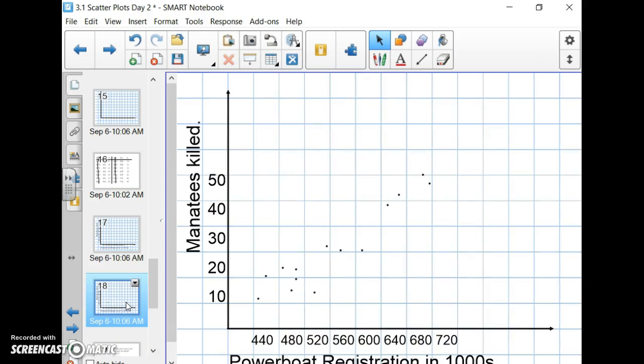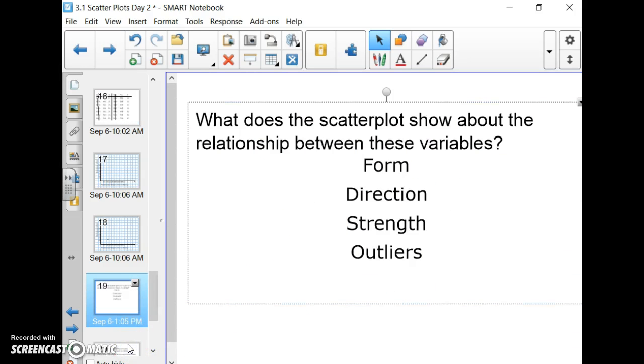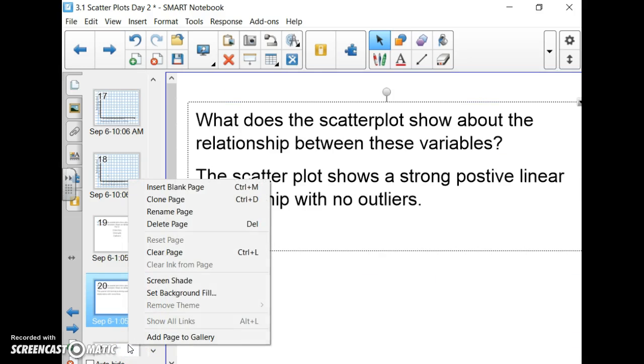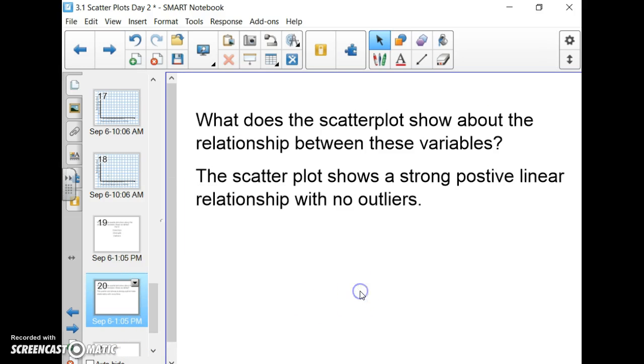Now, here's my version. And I know the dots are kind of small. But using this right here, I can then say a few things about this relationship. Again, the second part of B was, what does the scatter plot show about the relationship between the variables? And my answer is here. The scatter plot shows a strong positive linear relationship with no outliers.